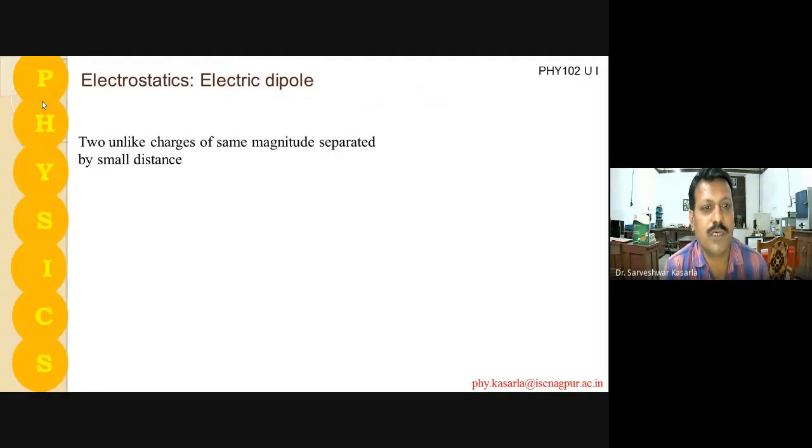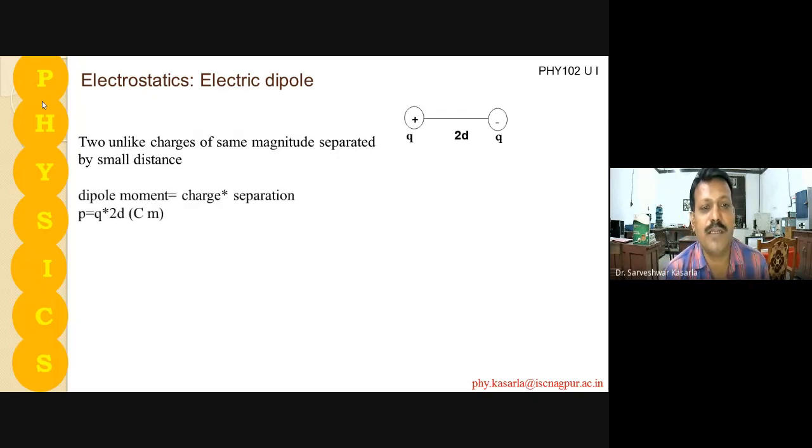So, welcome to the next lecture on electrostatics. Today, we will see the electric dipole. An electric dipole is the arrangement where two unlike charges of the same magnitude are separated by a small distance, as shown in the figure. The distance of separation is, say, 2d.